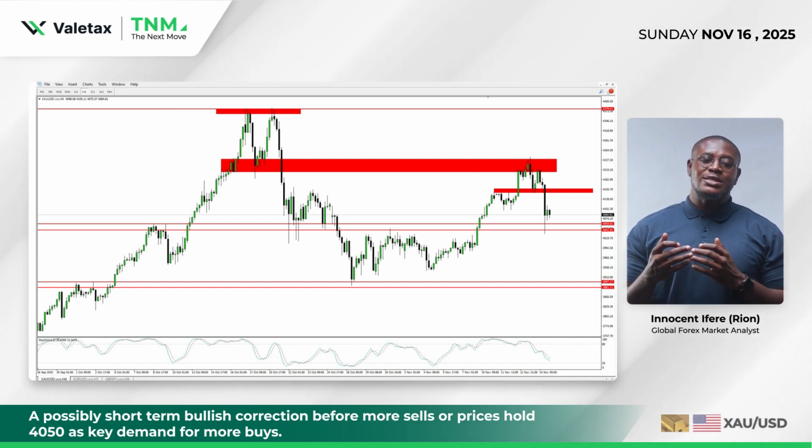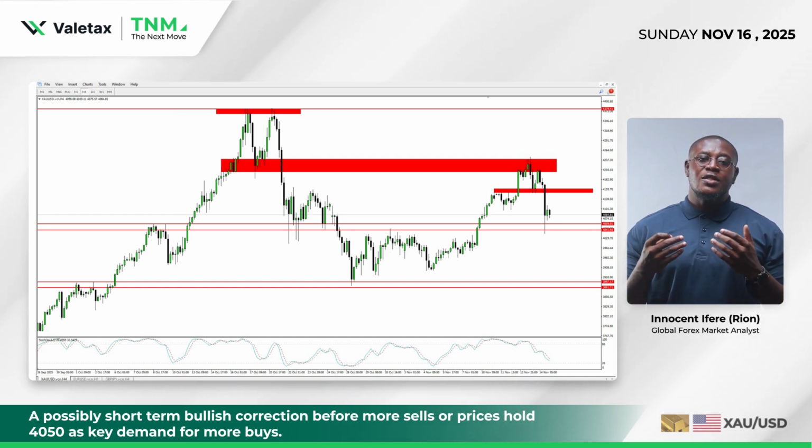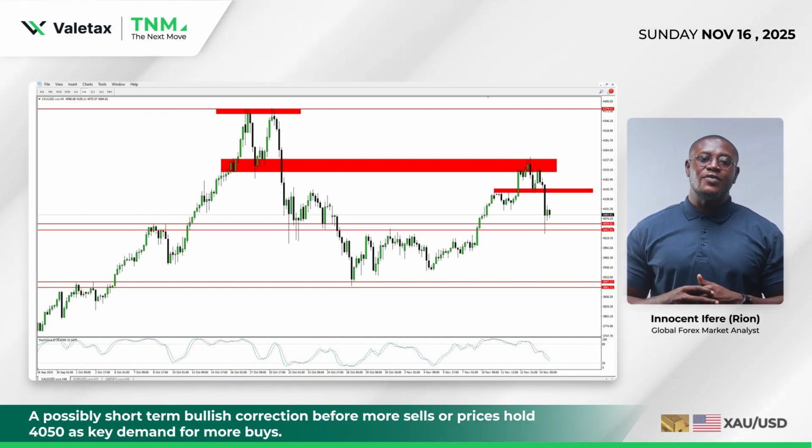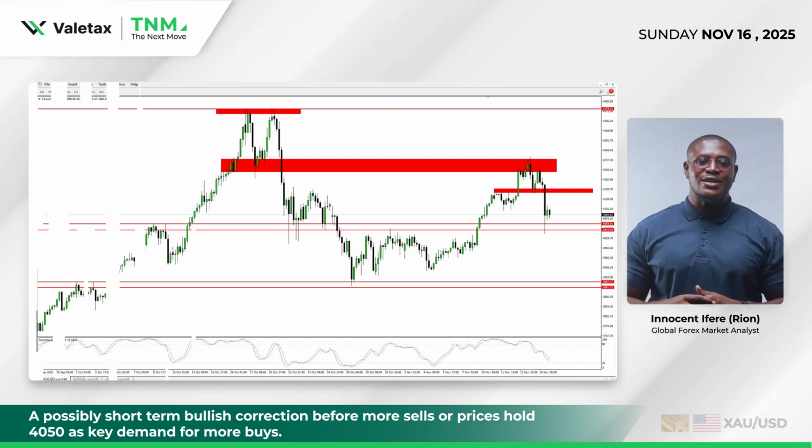If we get to see the bullish correction happen on the XAUUSD, we might be looking for levels such as the 4,187 level or 4,190 levels to continue the sells to the downside, or we get a break below the 4,050 and a retest of the 4,050 to continue the sells to the downside.